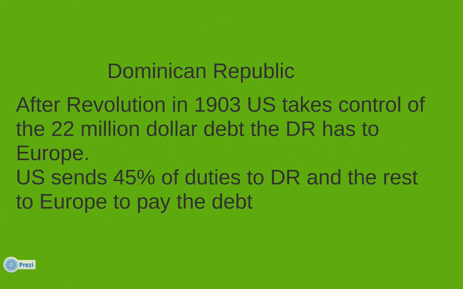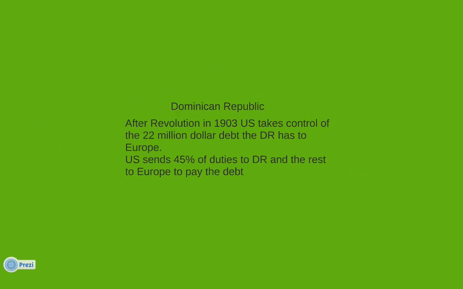After a revolution in the Dominican Republic, the United States takes control of the debt that the Dominican Republic had accrued from Europe, purposefully to make sure that the Dominican Republic would pay off that debt and Europe wouldn't be showing up in the Western Hemisphere in the Dominican Republic. So the United States takes control of the tariff duties in the Dominican Republic and sends 45% of that to the Dominican Republic, the rest of that back to Europe to pay that debt that makes the United States nervous. So that's one case.